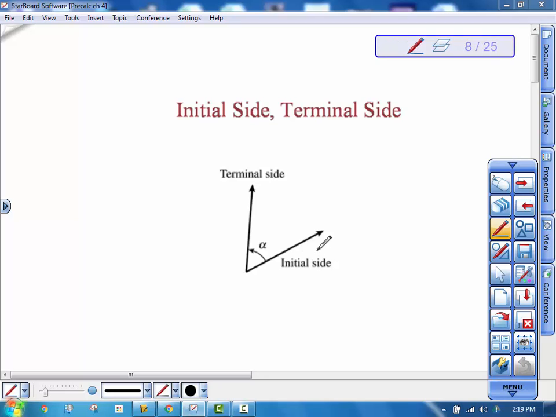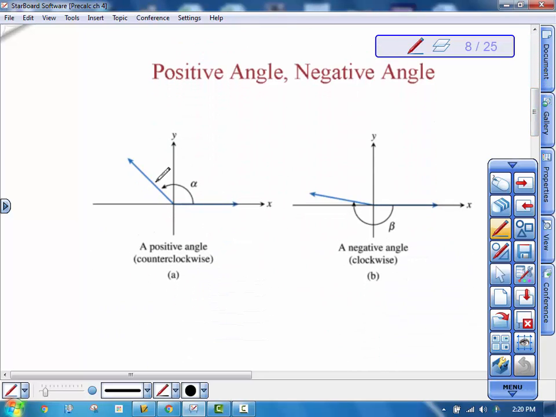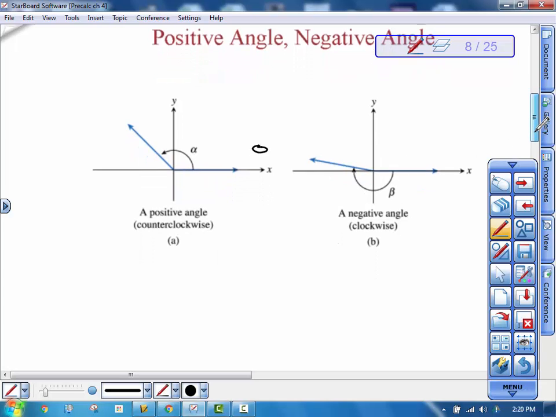You need to know what initial side and terminal side of an angle are. You also need to know what positive rotation is and a negative rotation. So we're going to go counterclockwise for our positive in math. So we start off with 0 degrees facing to the right here, and then we're going to rotate positive counterclockwise. If we go the other way, it'll be negative. So clockwise is going to be negative for us.